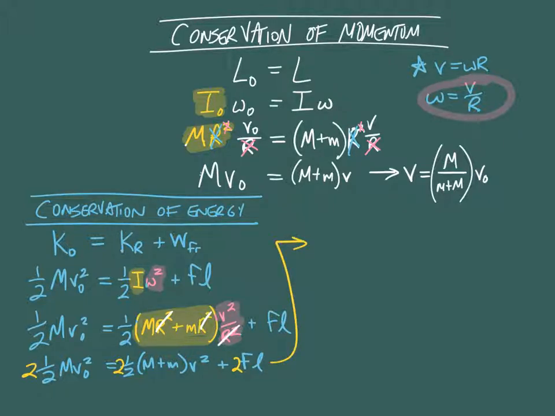And so, of course, these halves drop out, and I would have mv naught squared will equal m plus mv squared plus 2 FL.